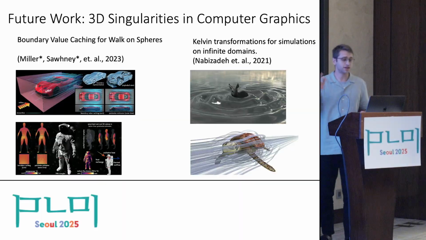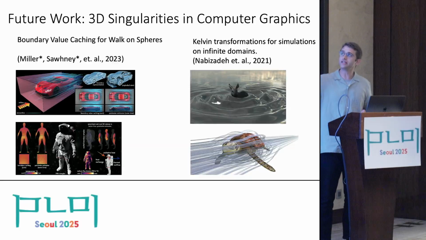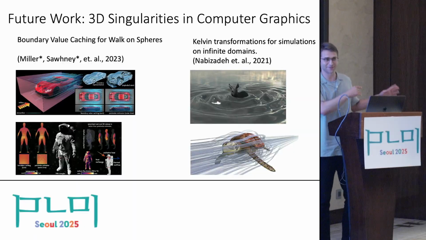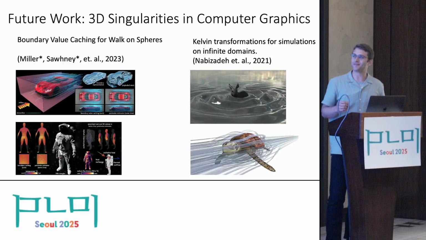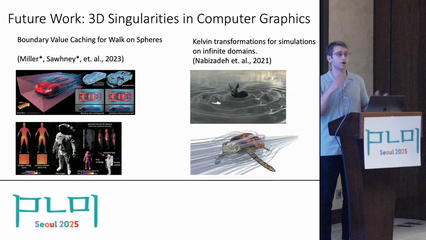So to talk about some future work, there are these 3D singularities that come up in computer graphics. I really like both of these papers. The first one handles singularities by thresholding. So if you took a sample and you got a value that was too big, just throw it away and don't look over there. And it works fine, but I believe, and I think the authors believe, that there's some opportunity to more accurately model this problem.